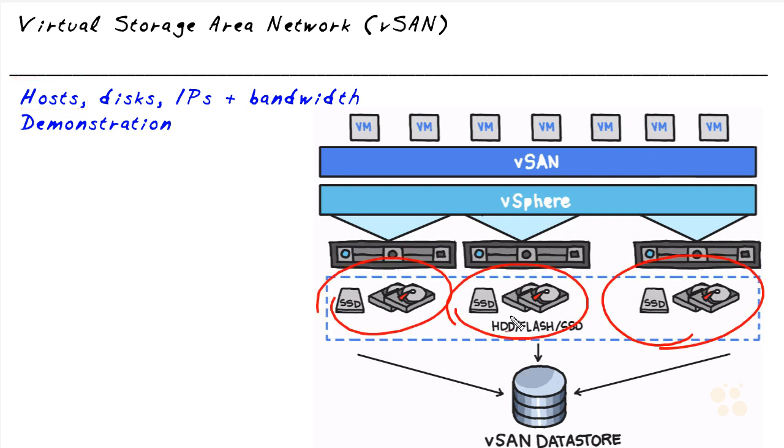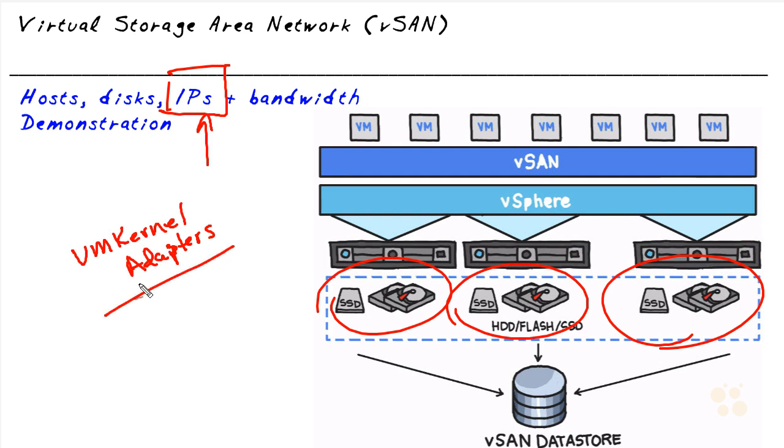Now, in order for this to also work, each of the ESXi hosts is going to be receiving and sending data back and forth as they're respectively reading to and writing from these drives that are now part of the virtual storage area network. And to do that, they're going to use IP addresses on the ESXi host, which are associated with VM kernel adapters. And VM kernel adapters are not new to us. We're using one for management, we're using one for vMotion, we're using a couple of them for iSCSI.